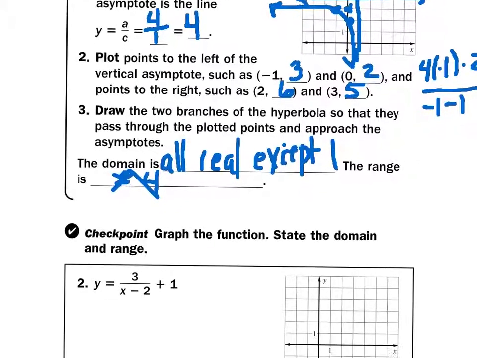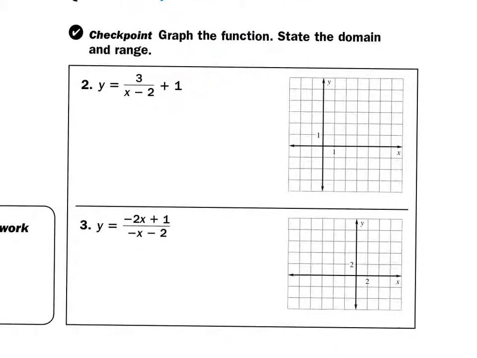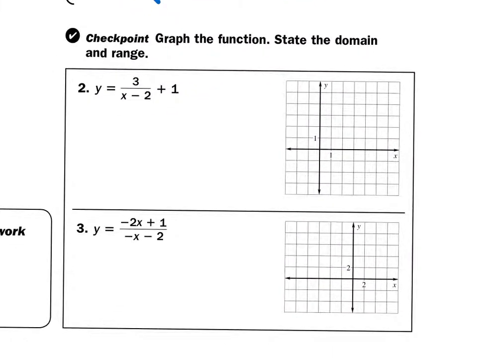Checkpoint. Graph the function, state the domain and the range. Okay, how do we get our asymptotes from here? All right, x minus 2 equals 0. So x would be positive 2. Here it is. And then 3 over 1 for the horizontal asymptote.